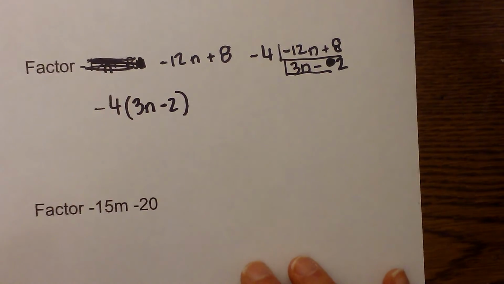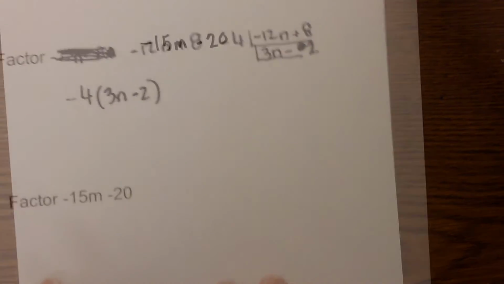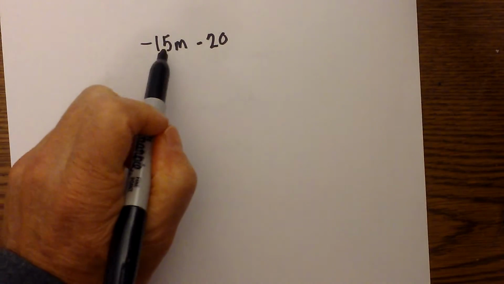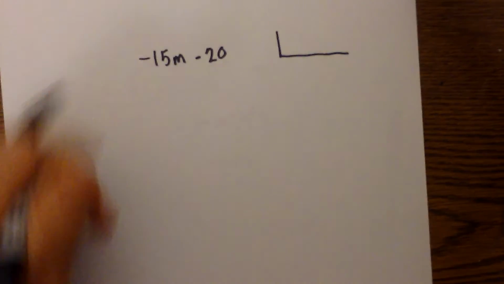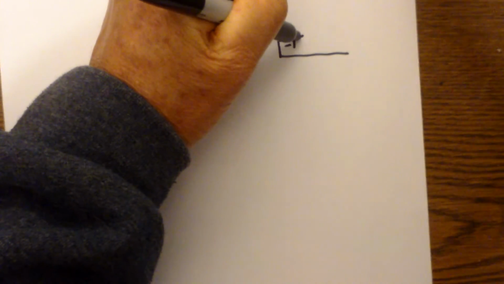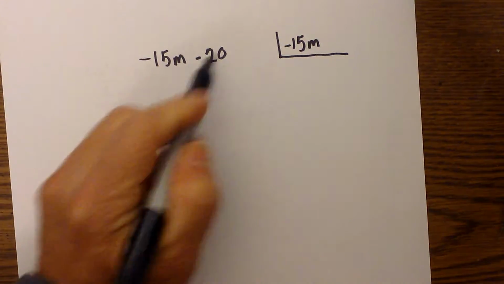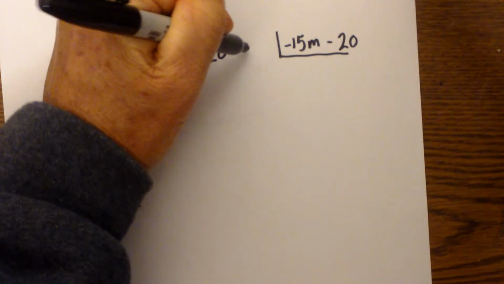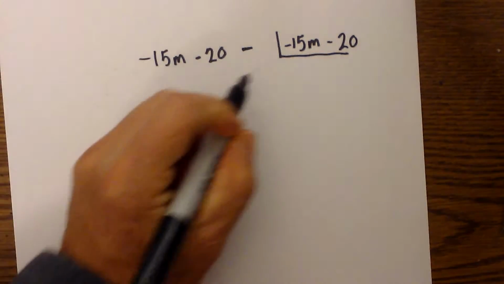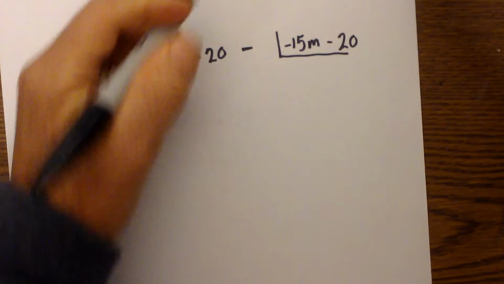Okay, and let me work another one of these. Negative 15m minus 20. And again, we have a negative lead coefficient. So I'm going to write a sled, and I'm going to write negative 15m. And since we're dealing with negative numbers, I'm going to go ahead and write the negative numbers in. I'm going to take the negative number out. And so I know that 5 goes into these numbers.